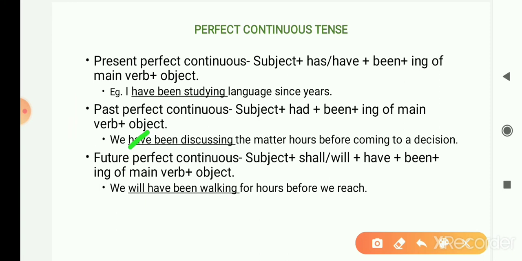Now let's go to the next one. Future perfect continuous. Here we have subject plus shall or will plus have plus been plus ing of main verb and object. So we can say, we will have been walking for hours before we reach. Hope you have understood this.